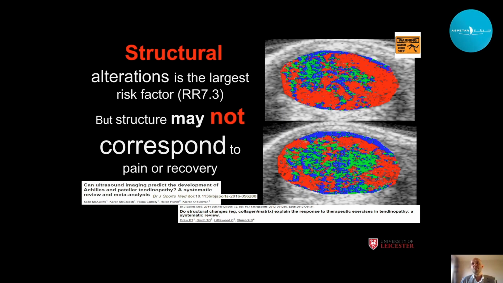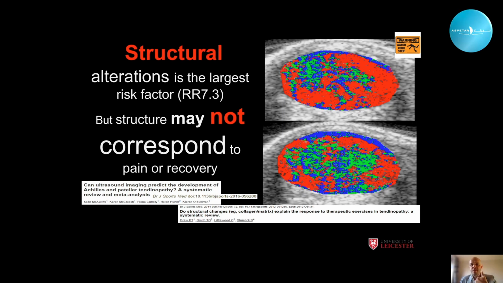Now, the problem comes when we look at systematic reviews that have looked at whether structure changes during rehabilitation. Often they'll look at multiple tendons, and that gets challenging. But what they show is that the structural changes don't correspond to symptom improvement or predict improvement. Now, I'd look at this and say very simply, pain has never corresponded to your structural change.